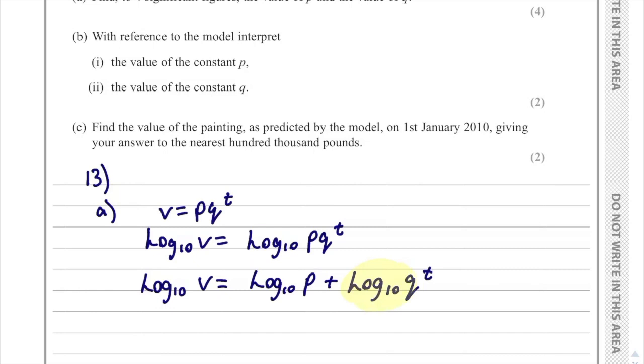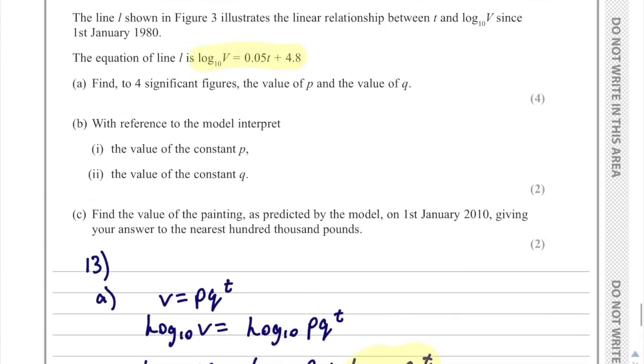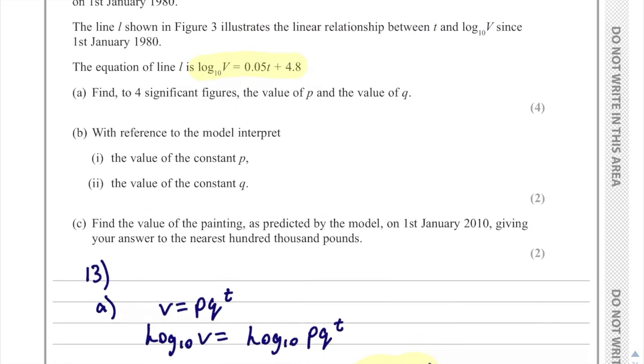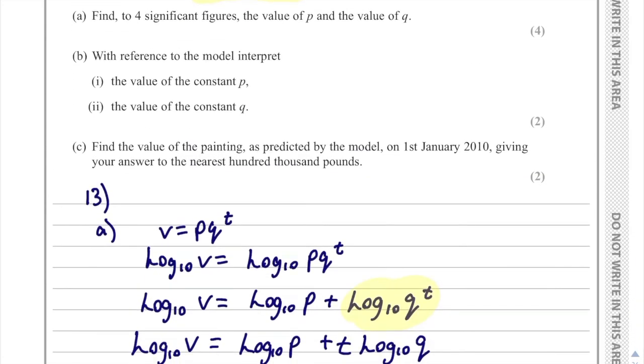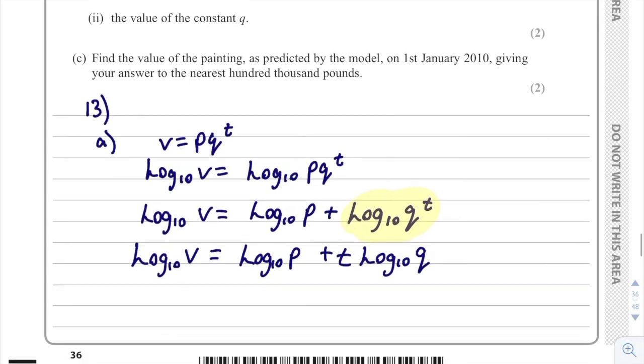Here, log to the base 10 of q to the power of t, we can rewrite as t multiplied by log to the base 10 of q. And then I can just add this information on in front of it. So now what you should be able to see is this equation looks very similar to the equation of the line log to the base 10 of v equals 0.05t plus 4.8, and I'm going to write it underneath so that we can compare both of the terms.